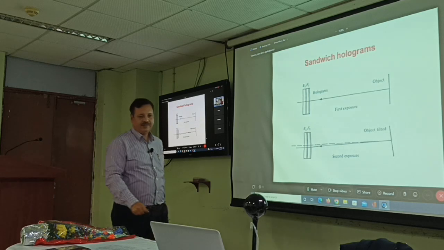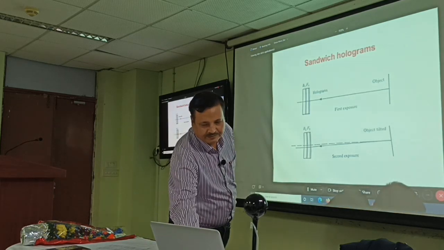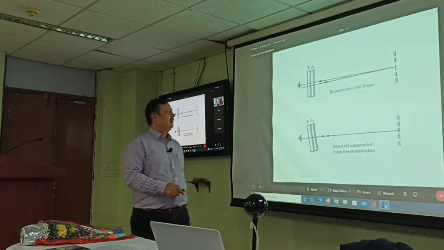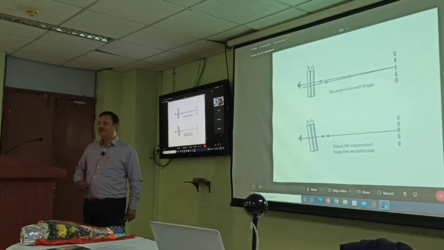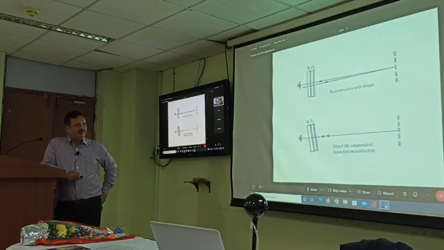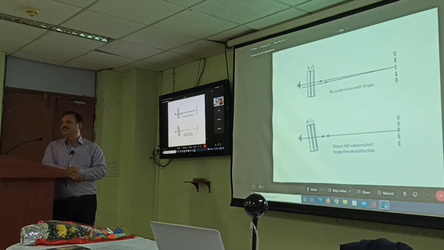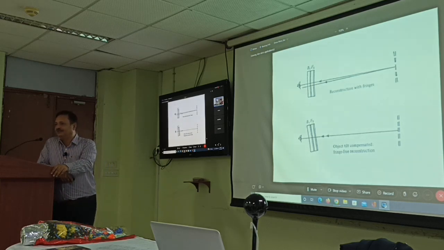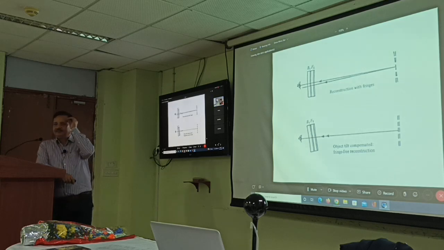Now this is the reconstruction with fringes, and you can see the tilt also. Object tilt compensated, fringe free reconstruction is what you can see here. So these are different techniques for compensating them in holographic interferometry. Is that clear?